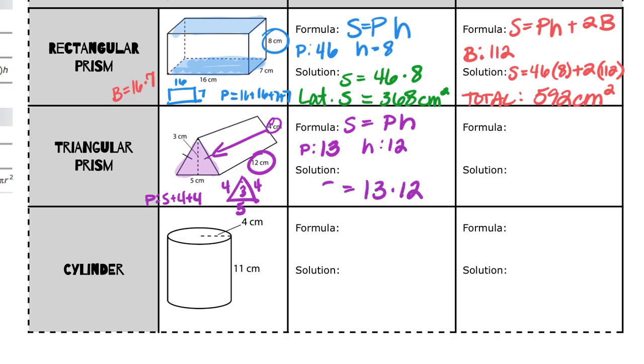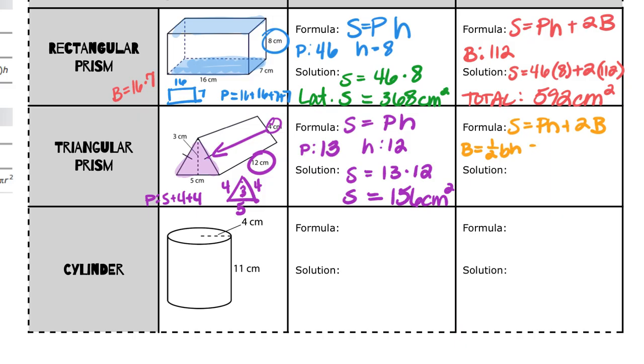Let me write that a little bit smaller. So surface area equals 13 times 12. So our lateral surface area would be 13 times 12, which would be 156 centimeters squared. Now on to the next piece, which is our formula for total surface area: perimeter of the base times height plus 2 times area of the base. Now our base is 1/2 base times height, which would be 1/2. The base is 5 and the height is 3.